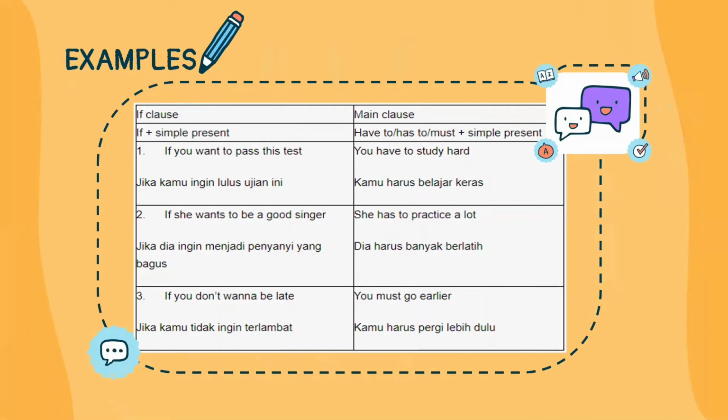First, if you want to pass this test, kalau kamu ingin lulus ujian ini, you have to study hard. Kamu harus belajar keras. Atau belajar dengan bersungguh-sungguh. Okay. If she wants to be a good singer, kalau dia ingin menjadi penyanyi yang bagus, she has to practice a lot. Dia harus banyak berlatih. If you don't wanna be late, kalau kamu nggak ingin terlambat, you must go earlier. Kamu harus pergi lebih dulu.